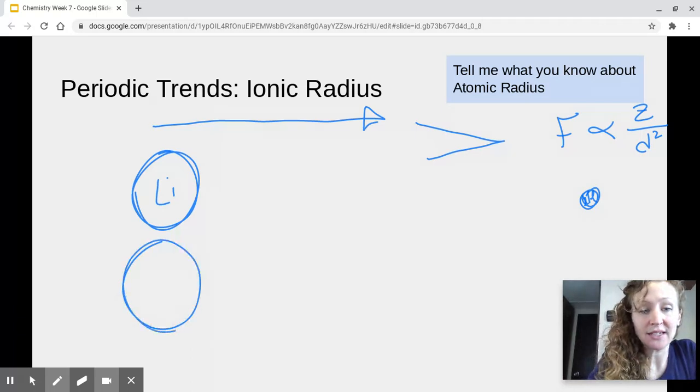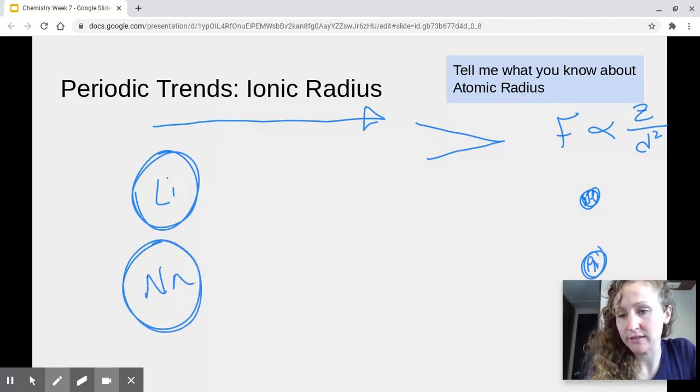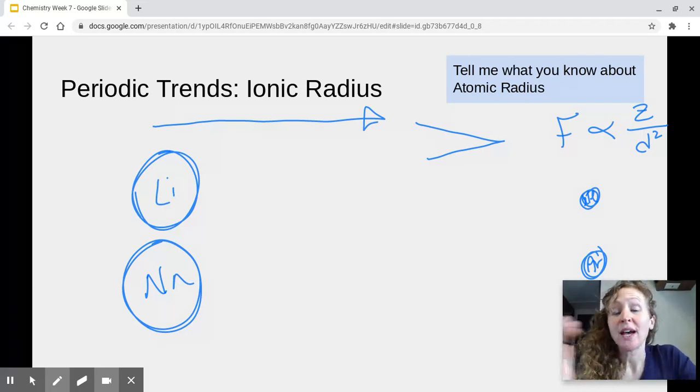This happens in the next one down, sodium versus argon. Sodium is going to be the biggest element in its period because it has the least amount of protons. Argon is going to be the smallest because it has the most amount of protons. Okay, so that's left to right.